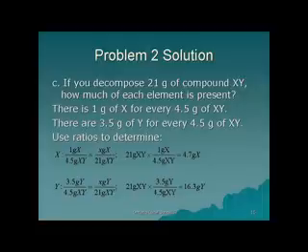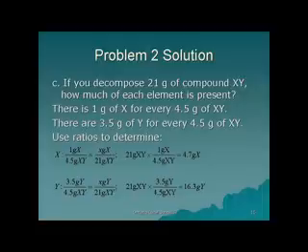So I set up my 1 gram of X for every 4.5 grams of XY equal to X grams of X for every 21 grams of XY. I solve my ratio for the X value. So I have 21 grams of XY times my ratio of 1 gram of X over 4.5 grams of XY. My grams of XY cancel, and it leaves me with the conclusion that there are 4.7 grams of X in 21 grams of XY. So if I completely decompose 21 grams of XY, I should have 4.7 grams of X.